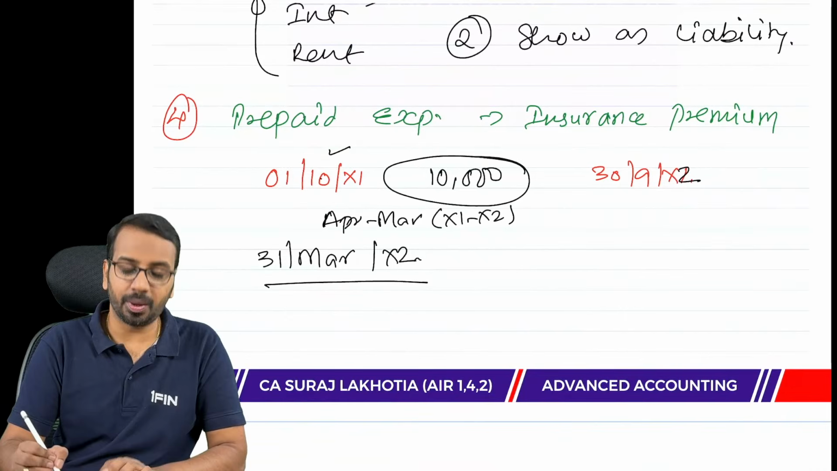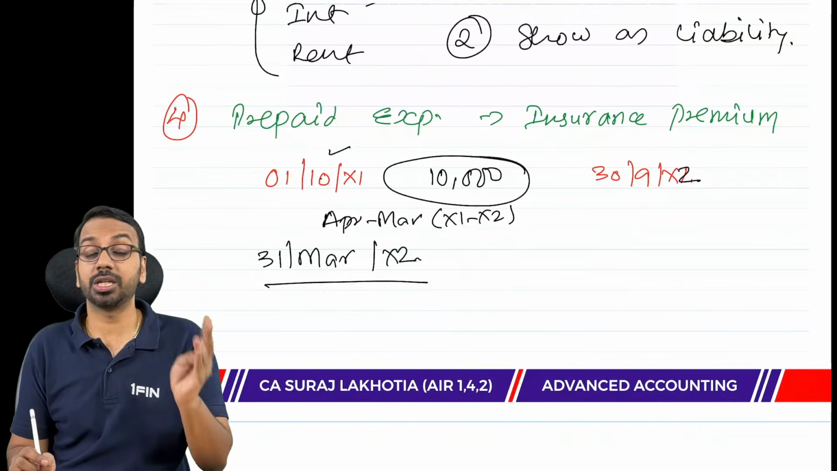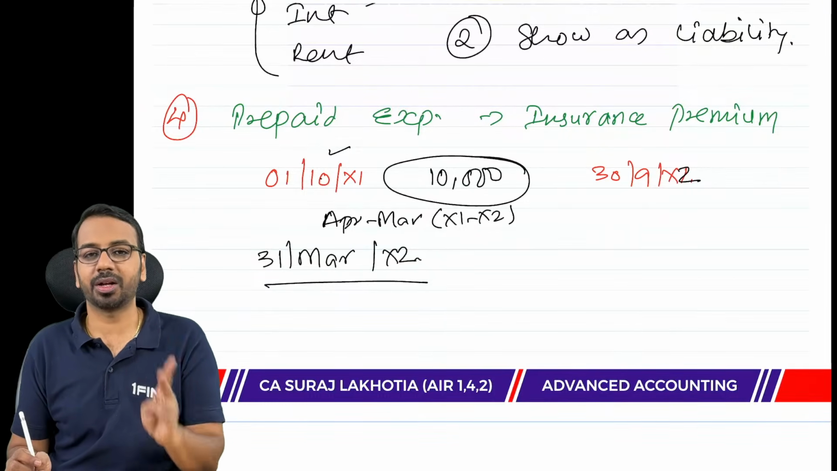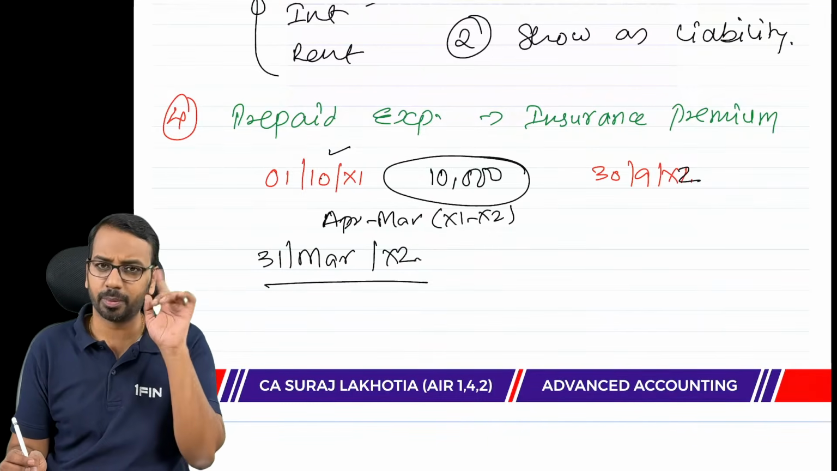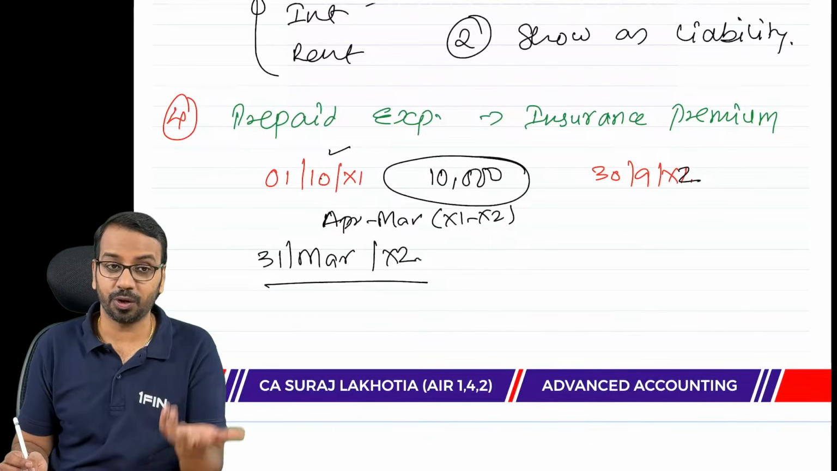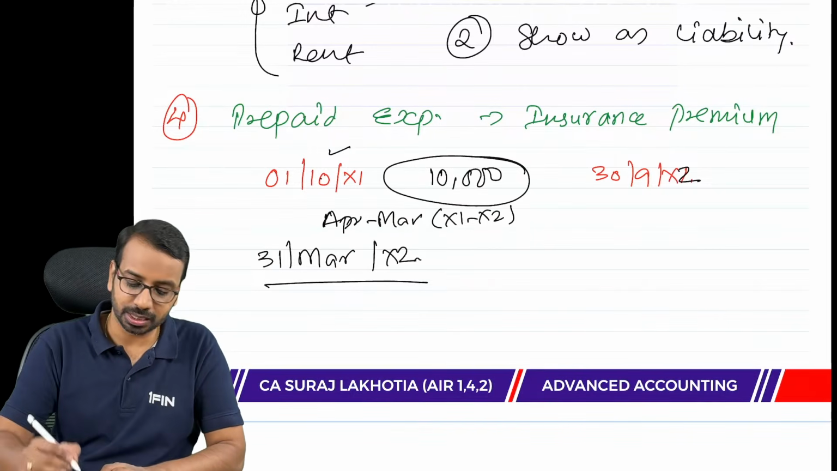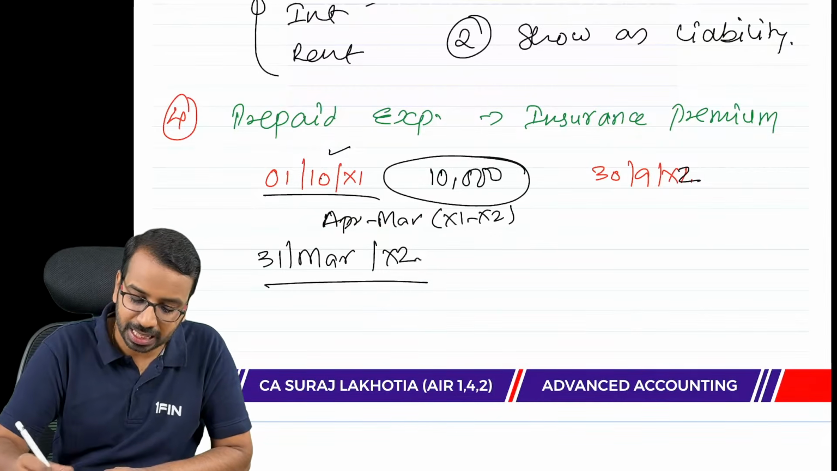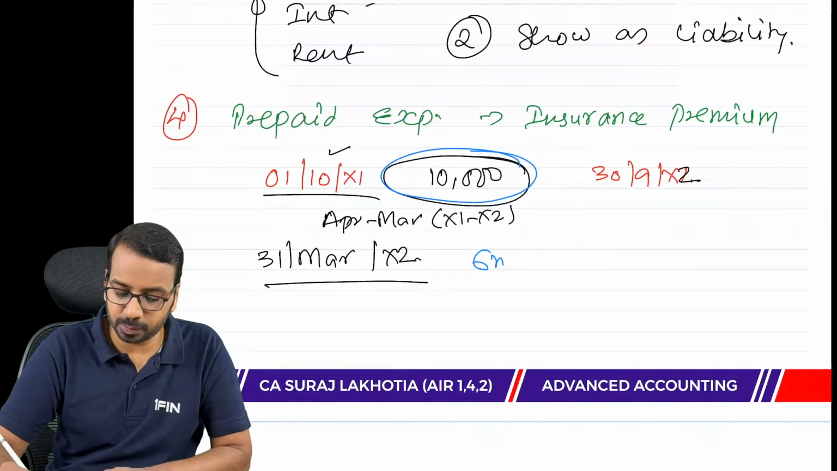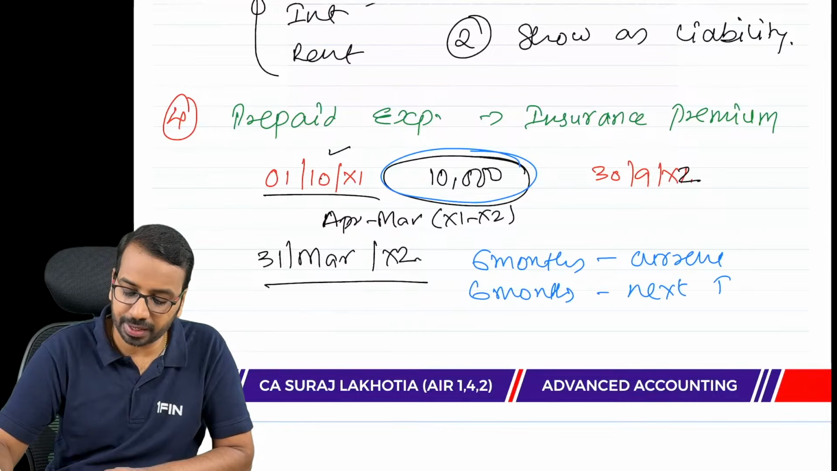So October till March: October, November, December, January, February, March. I suggest you count the months using your hands or fingers in the examination, because sometimes they may give dates like 30th of October or 31st of October, and the moment we see October to March, we may think it is 6 months. By default we may start thinking it that way. So count October, November, December, January, February, March. How many months? 6 months. So out of this 10,000 paid, 6 months is current and 6 months is for next financial year.